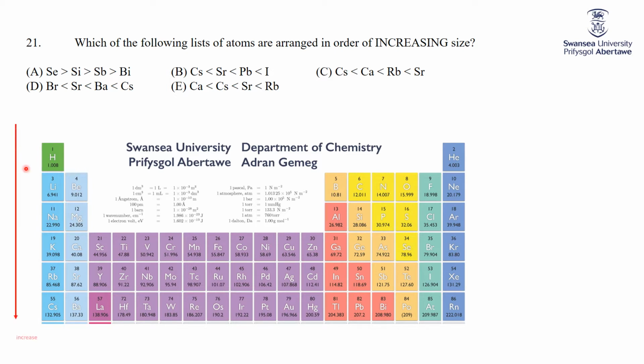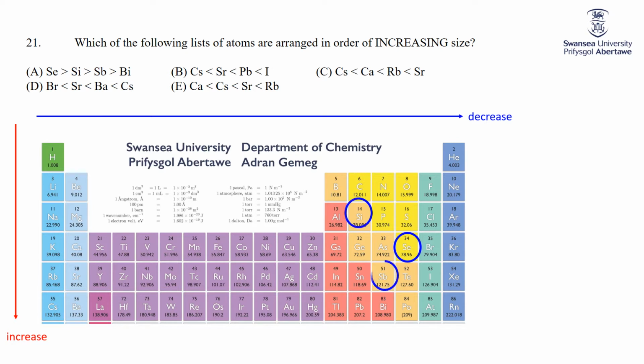The size increases as you go down a group because you're going to increasing shells, and the shells get bigger as the shell number increases. And then as you go from left to right, the size decreases because you have the same shell, so the same level of shielding, but increased nuclear charge. Now let's look for our first one.